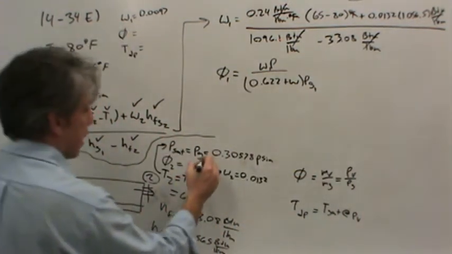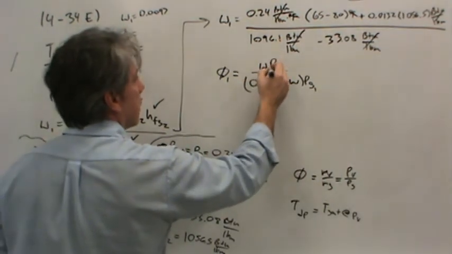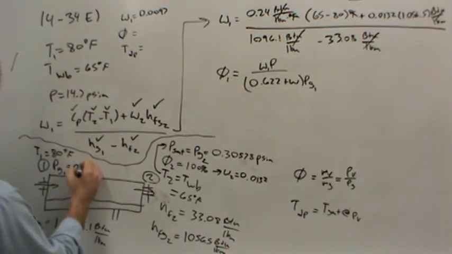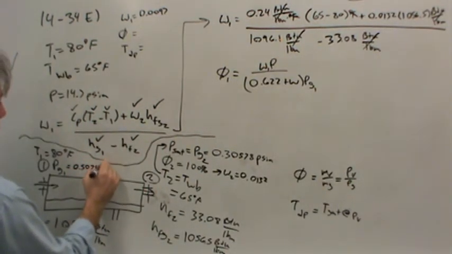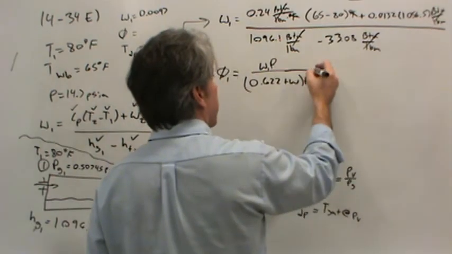You see how there's a saturation pressure at state 2, and there's a different saturation pressure at state 1? So go to the back of your book, look up 80 degrees Fahrenheit, and read off the saturation pressure. How much is it? 0.50745? Yes. That's PSIA? Yes. Okay. So now we should be able to calculate the relative humidity.